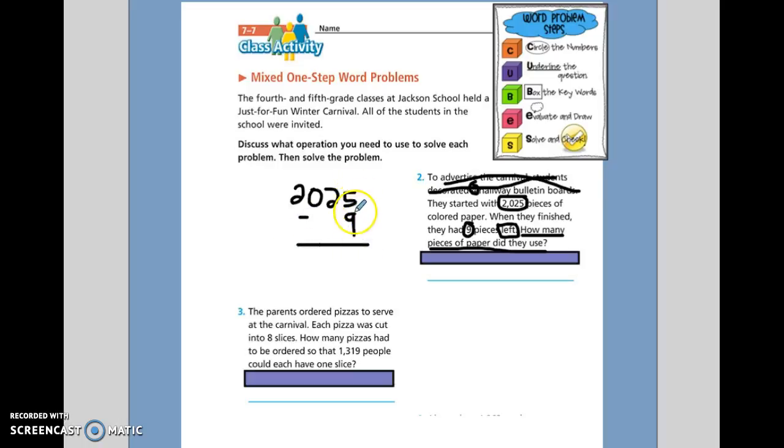I can't take 5 minus 9, so I need to borrow here. I'll make this a 1. So 15 minus 9 would give me 6. And then 1 minus 0 is 1. 0 minus nothing is 0. And 2. So they used, how much did they use? They used 2,016 pieces of paper. They had just 9 pieces of paper remaining. All right, we got it.